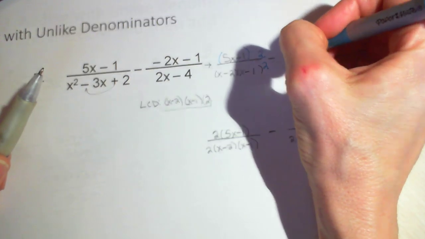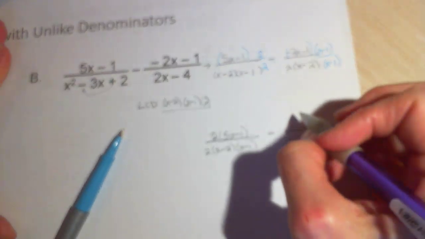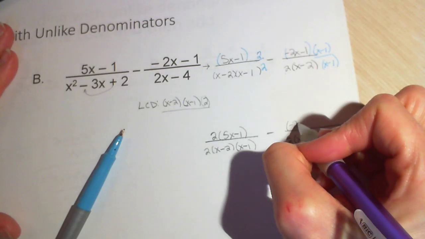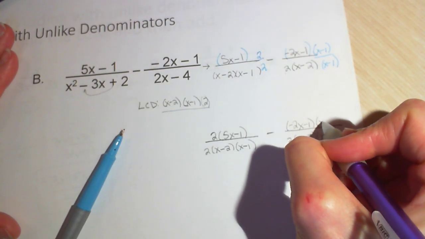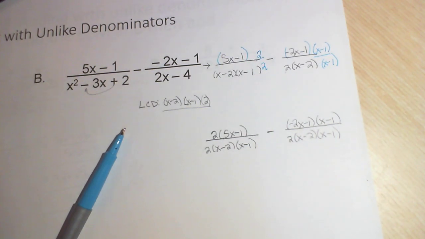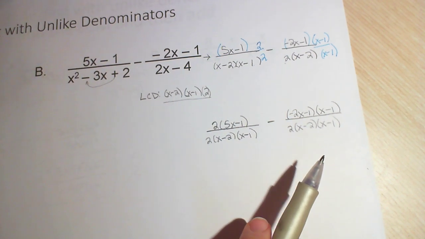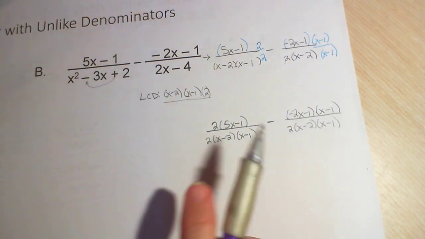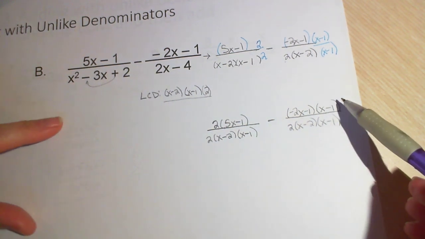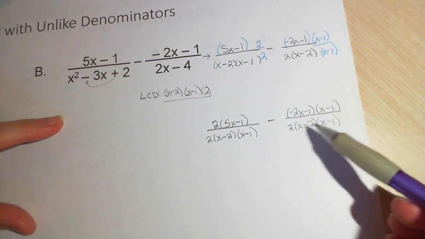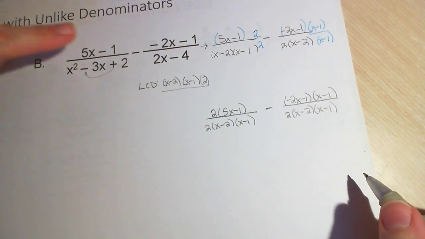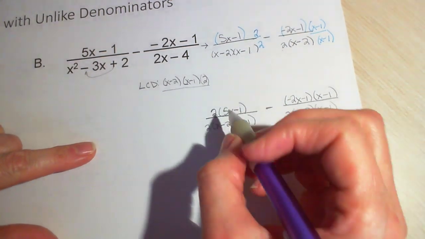So be careful up here. This is multiplying two binomials. This is going to be minus 2x minus 1 times x minus 1. That's my new numerator over my common denominator. Okay, now I can actually do my subtraction. Remember, don't start wanting to cancel out right here. You haven't subtracted yet. It's a subtraction problem. You need to do your subtraction.